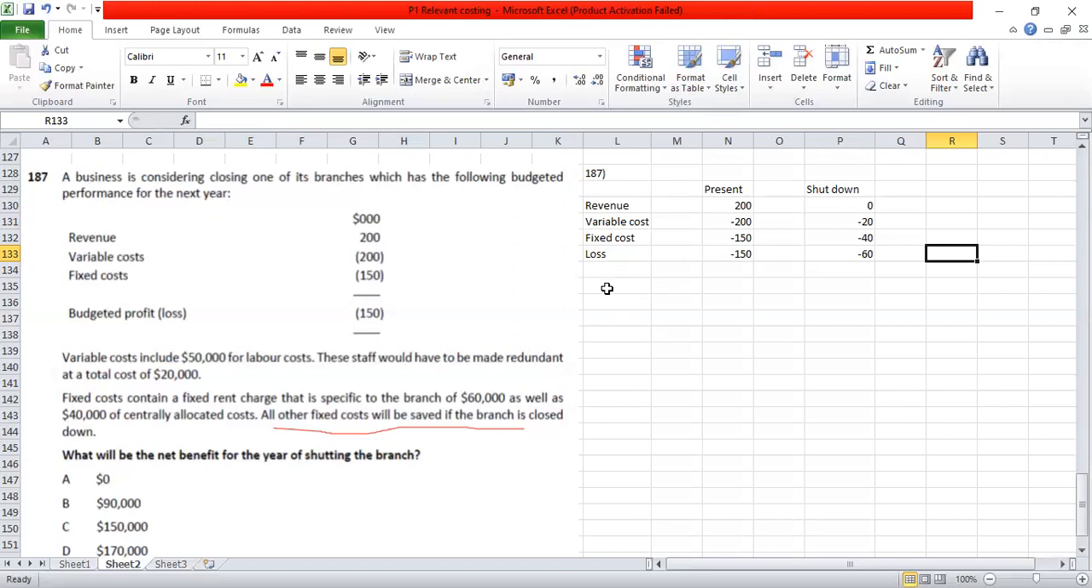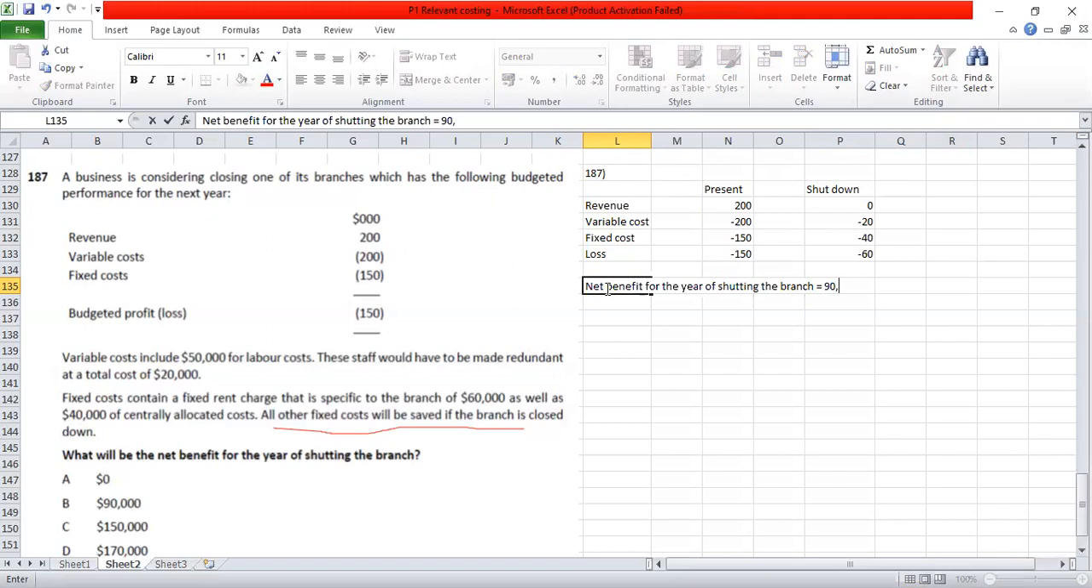So net benefit for the year of shutting the branch is equal to 90, 90,000.